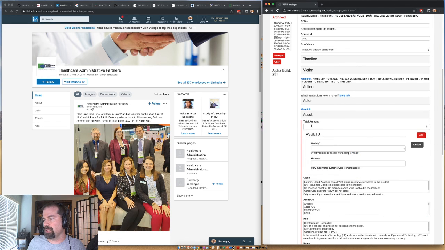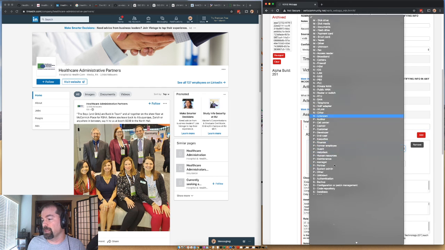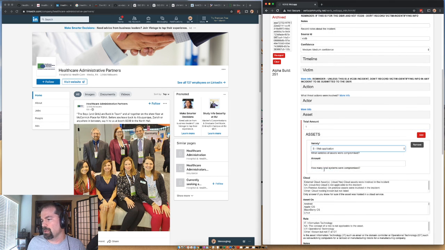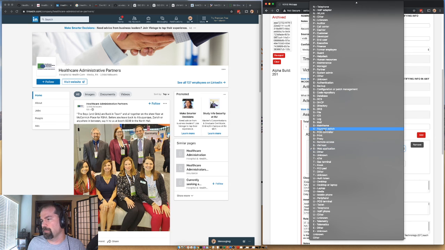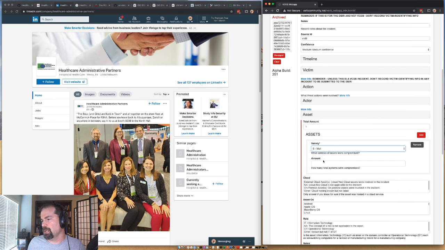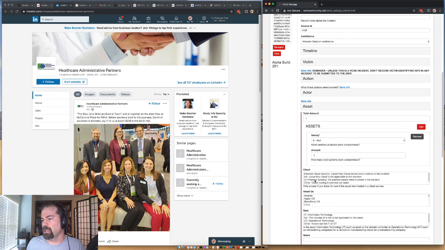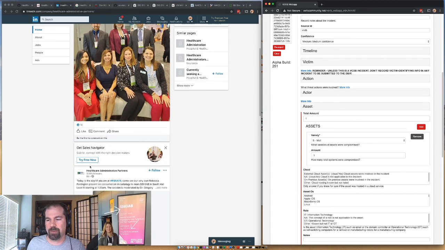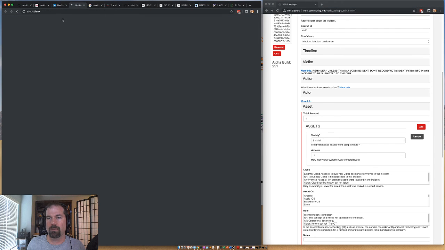And the asset sounds like one asset, and that's going to be the mail server. Though it's very likely that, yeah, it was the mail server that was compromised because they log in. And then now the question is, was this a cloud service? So do they have a website here that we can reference? They do. So let's get their website up here.